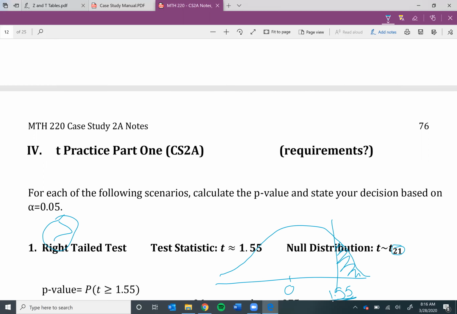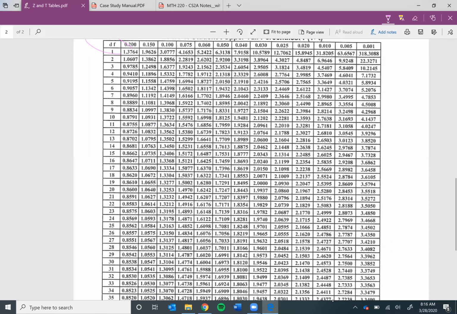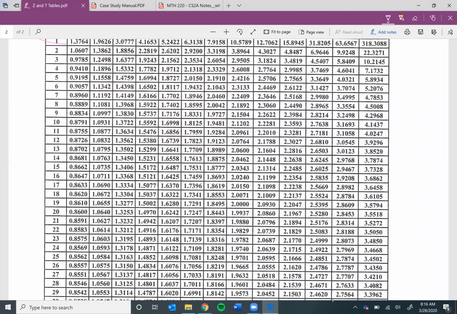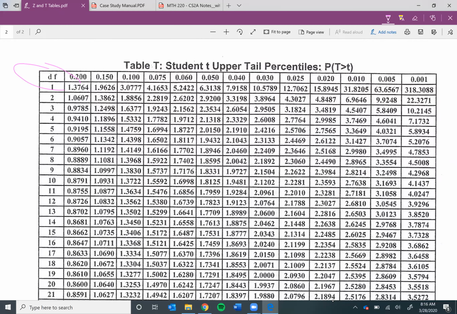I'm going to go to my t-table. My degrees of freedom was 21, so I'm going to zoom in a little bit and put 21 at the bottom of my screen. Then I'm going to scan, starting at 21, looking for the number 1.55. I'm going to stop right here because 1.55 would land right in between 1.49 and 1.62. So I can then trace up, and those are the two probabilities I want, 0.06 and 0.075.